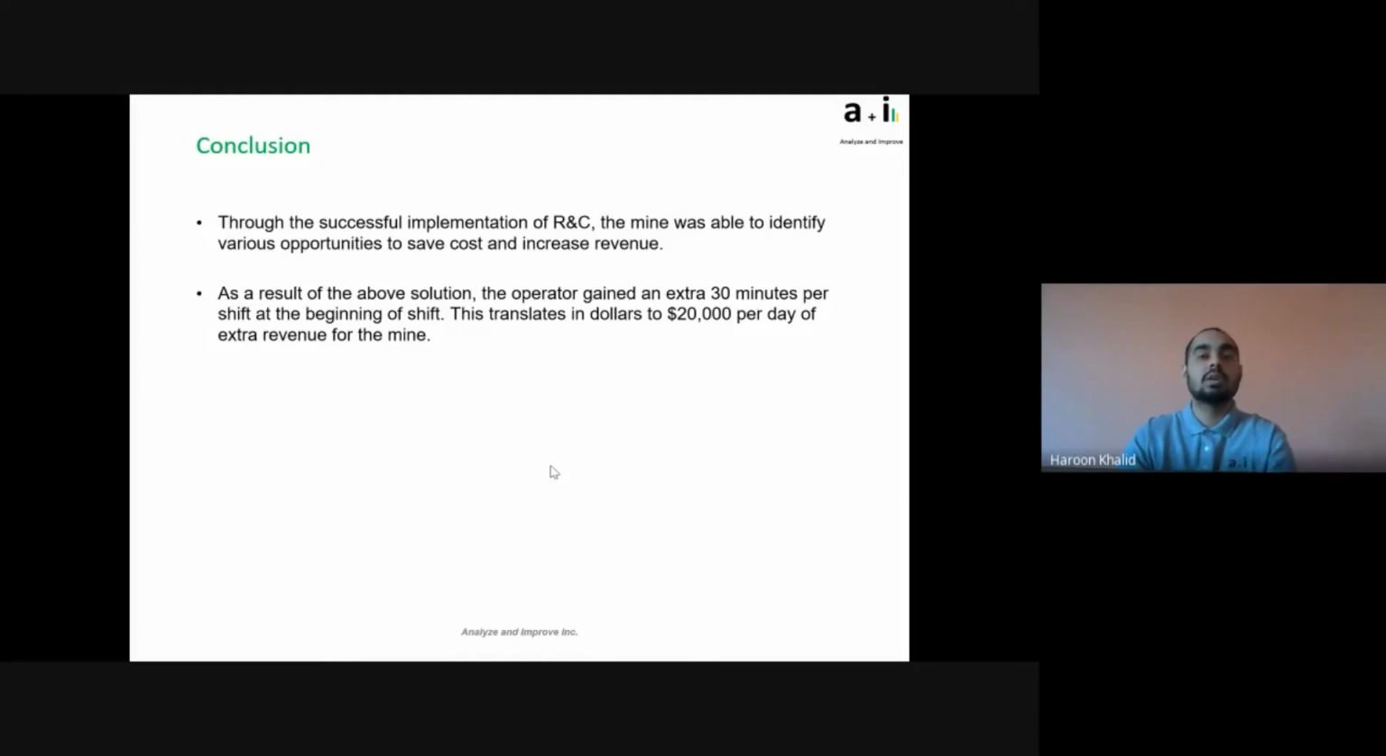So as you can see, there is a lot of opportunity once the tool is used correctly. And hopefully you are able to implement something similar at your organization and take the benefit of responsive control as well. Thank you.